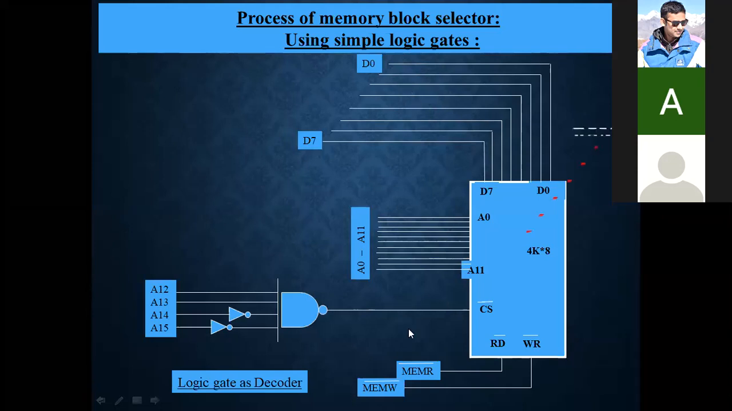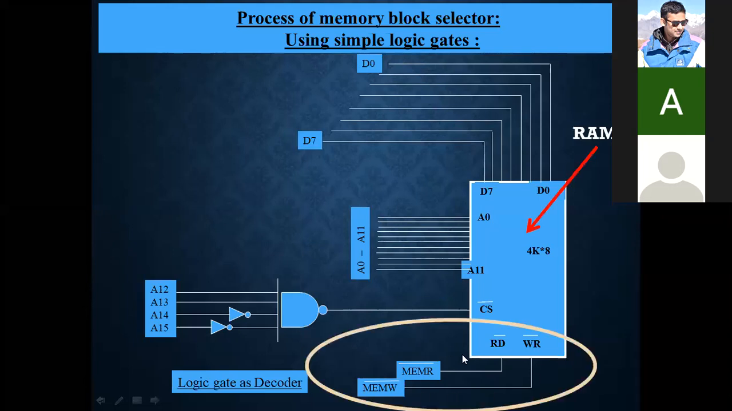Okay, so you can see we have discussed that this was the RAM block, due to the presence of read and write both, because in the RAM we can read and write both the things.